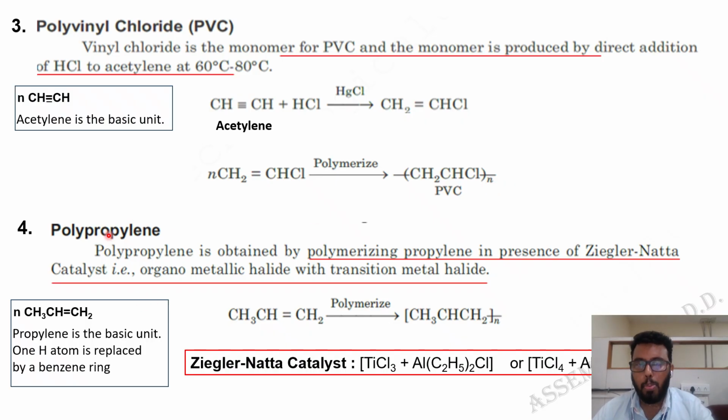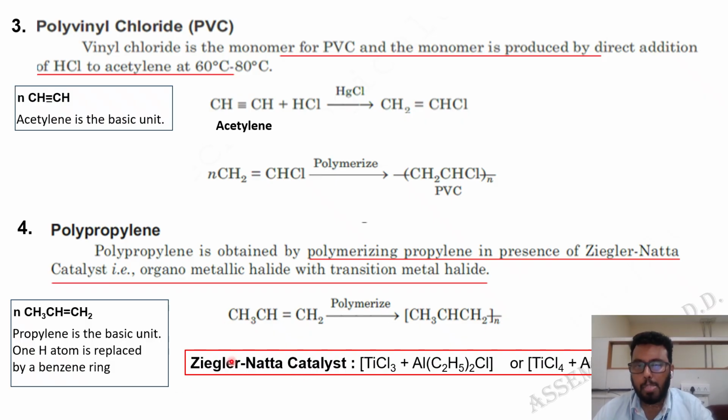Now let's move on to polypropylene. Polypropylene is obtained by polymerizing propylene. From the name itself, you can say vinyl chloride is the monomer unit for polyvinyl chloride, and propylene is the monomer unit for polypropylene. Propylene, you already know, is an olefin. Three carbons is propane. When you have a double bond between the first and second carbon, it is 1-propene, that is propylene. Now you polymerize it, and the double bond will become a single bond.